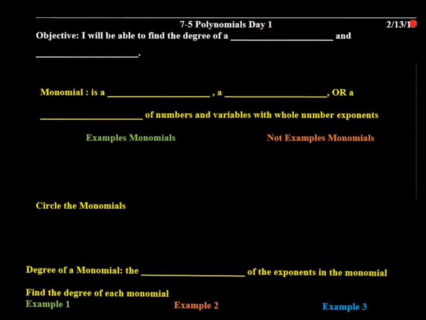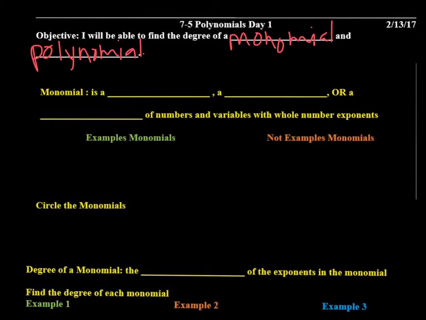Today is the 13th. So today the objective will be, I will be able to find the degree of a monomial, M-O-N-O-M-I-A-L, and polynomials, P-O-L-Y-N-O-M-I-A-L. So again, I will be able to find the degree of a monomial and polynomial. You might be thinking, what in the world is a monomial and a polynomial? Well, let's just start off by talking about what a monomial is.